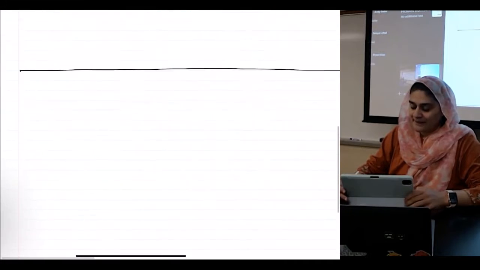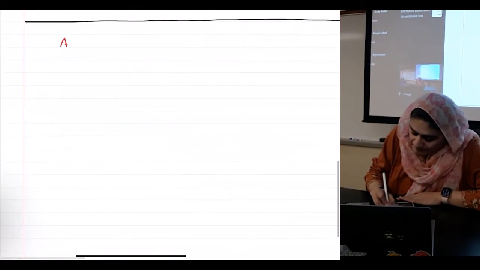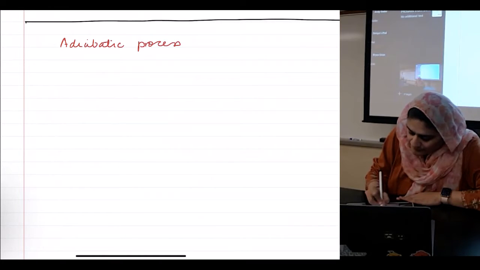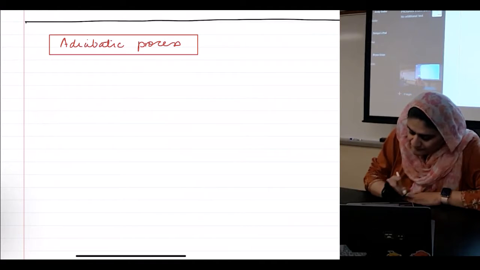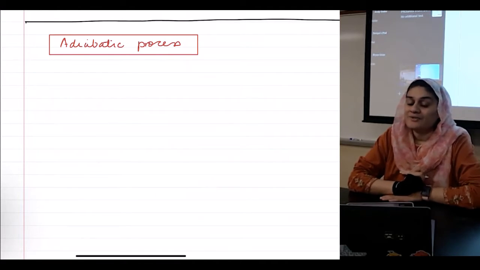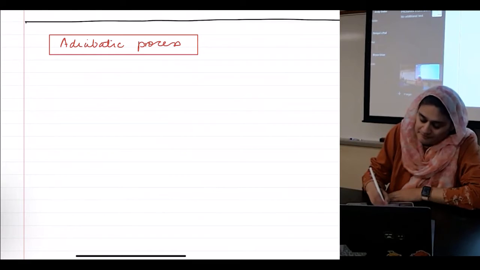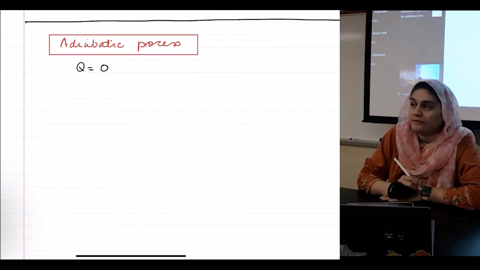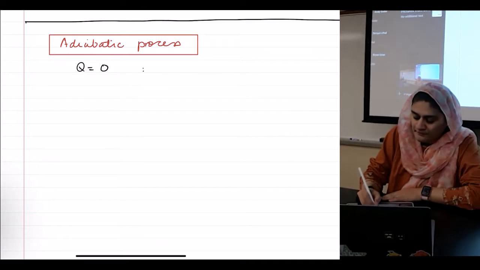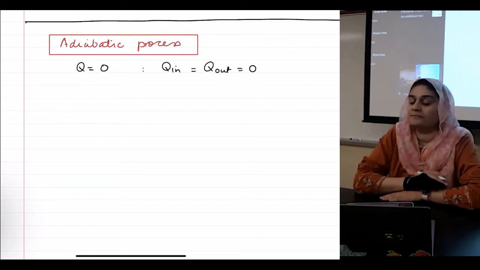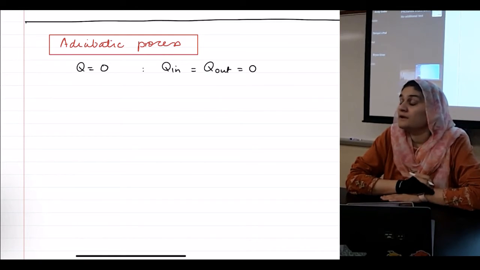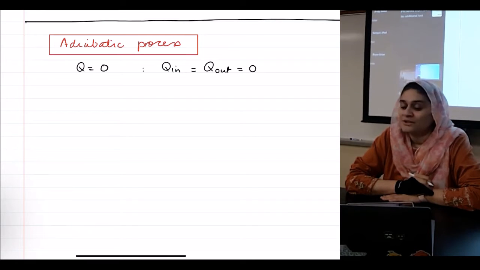So what is an adiabatic process? An ideal gas undergoing an adiabatic process. So what is an adiabatic process? Q in equals Q out equals 0. No heat flows in or out of the system when you are doing work.